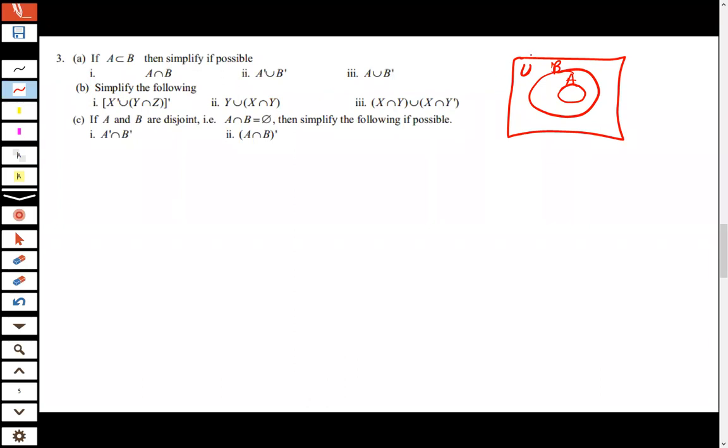Saying A is a subset of B, the first question there is find A intersection B. So if A is inside B, meaning A intersection B will simply just be A. So if A is a subset of B, A intersection B, the intersection meaning the common elements between A and B, will simply just be A as the answer.